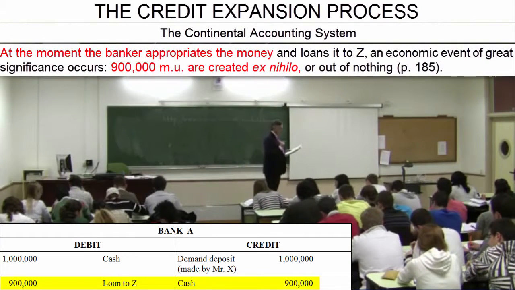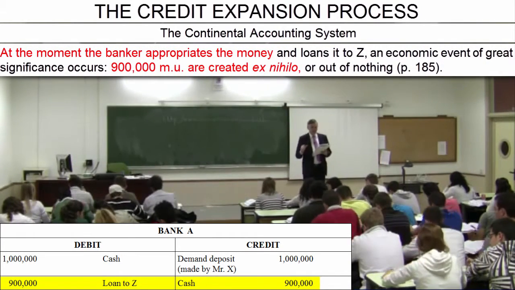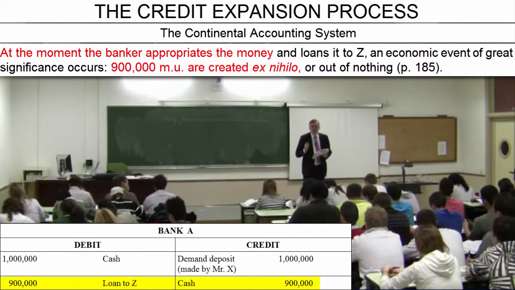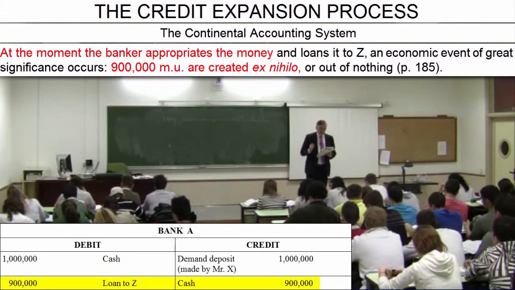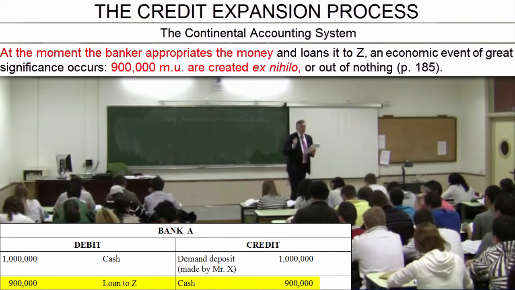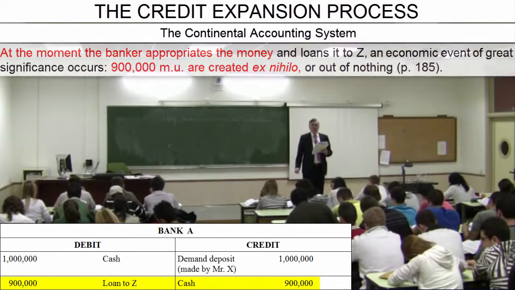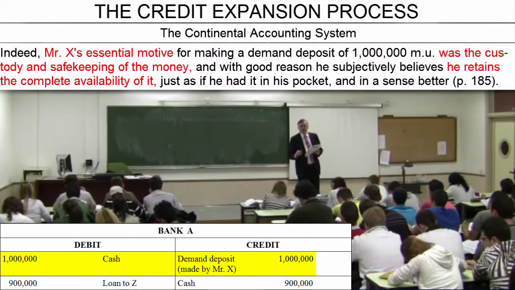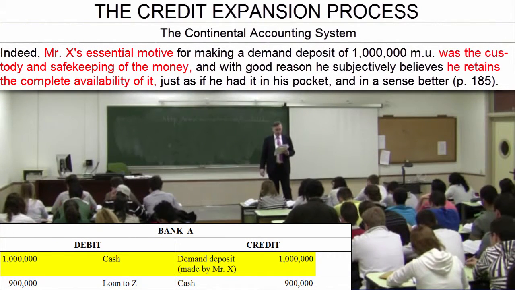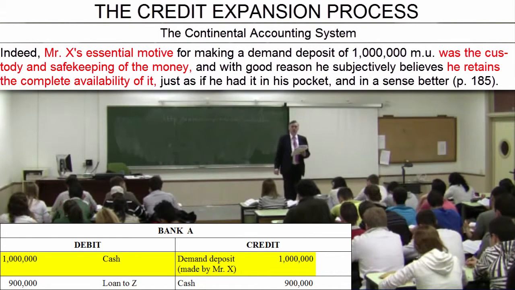The moment the bankers appropriate the money and lend it to Z, an economic event of vital importance occurs. At that moment, 900,000 monetary units are created ex nihilo, or out of nothing. Remember that Mr. X's essential motive for originally making the demand deposit of 1,000,000 monetary units was custody and safekeeping. In other words, he made a true demand deposit, the cause of which is custody and safekeeping.